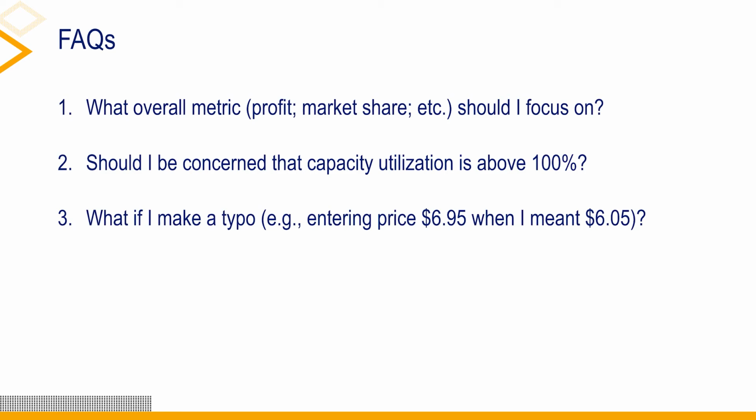Number 3, what if I make a typo? If you make a typo, entering your price as say $6.95, when you really meant to type $6.05, then use the replay button to go back and correct the typo. However, if you really meant to set the price as $6.95, and upon seeing the results you had second thoughts and wish you had entered $6.05, then please live with it. This is what would happen in real life. You would need to dig yourself out of any difficult situation you created. And recall that you were assessed on your ability to explain things, not on the actual financial results.